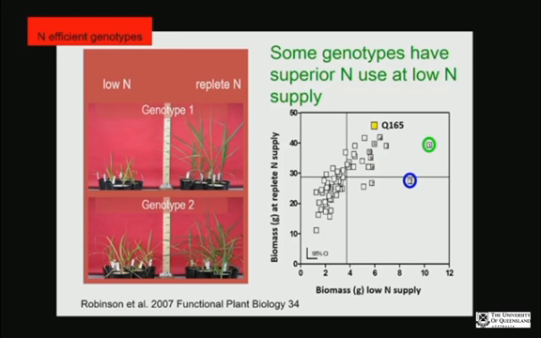If you plot those two, you get a whole range of genotypes. This Q165 is one of the parental lines. You can see it's pretty good. It's actually the best at high nitrogen supply, but it's not the best at low nitrogen supply. There are others that are actually better, like this one here, which is the best at low nitrogen supply, and is also pretty good at high nitrogen supply.